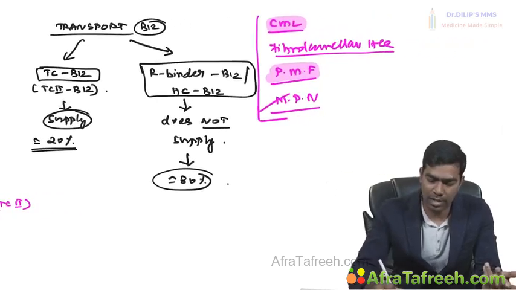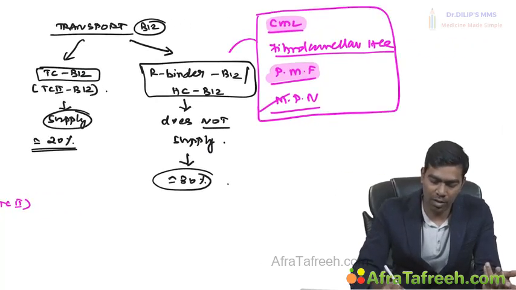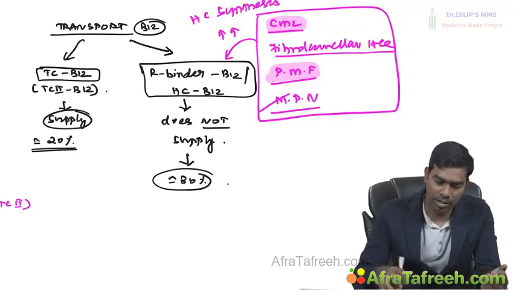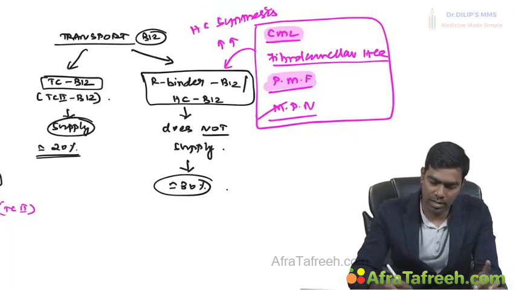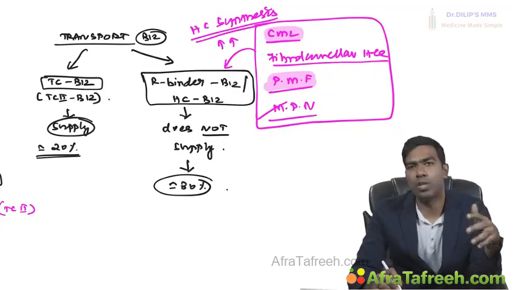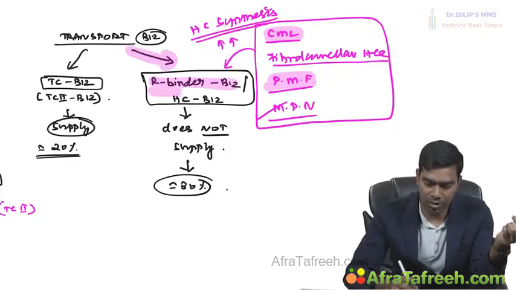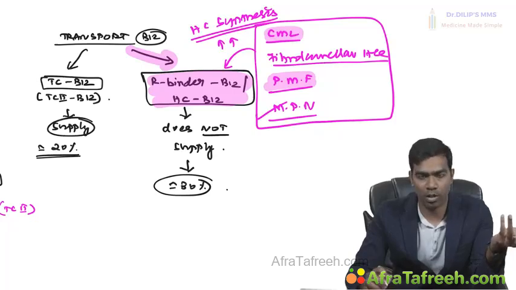So these are certain conditions where your haptocorrin synthesis will be increased. Your haptocorrin synthesis will increase in these scenarios. If haptocorrin synthesis is going to increase in these scenarios, what is going to happen is that the majority of the B12 will be shunted to bind with haptocorrin complex.